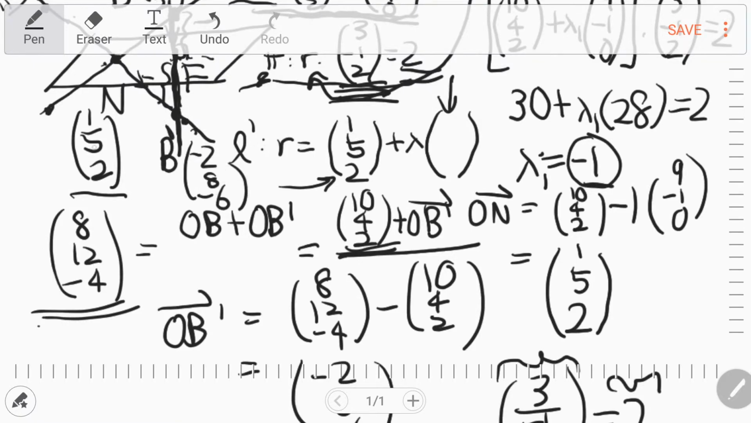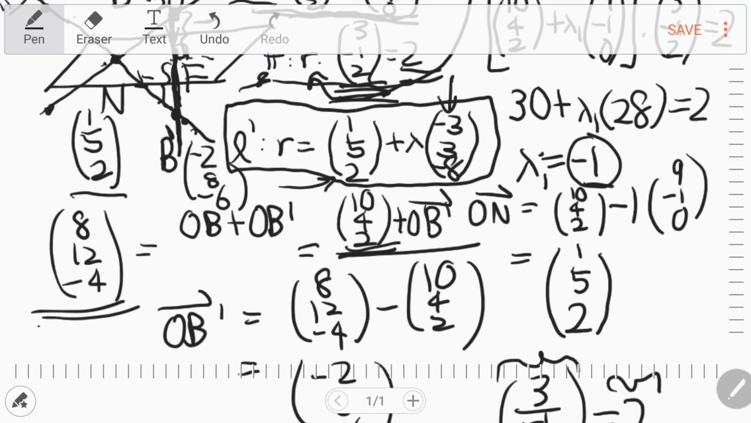Okay, so then remains the direction vector, now the direction vector of the reflected line. To get the direction vector of the reflected line, I take MB prime. So MB prime is, I can take minus 2 minus 1 is minus 3, 8 minus 5 is 3, and minus 6 minus 2 is minus 8. So that gives me my reflected line's equation. So this is our final answer. Okay, thank you.